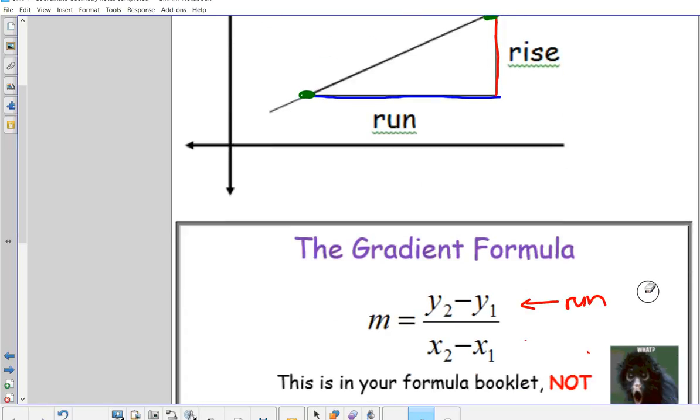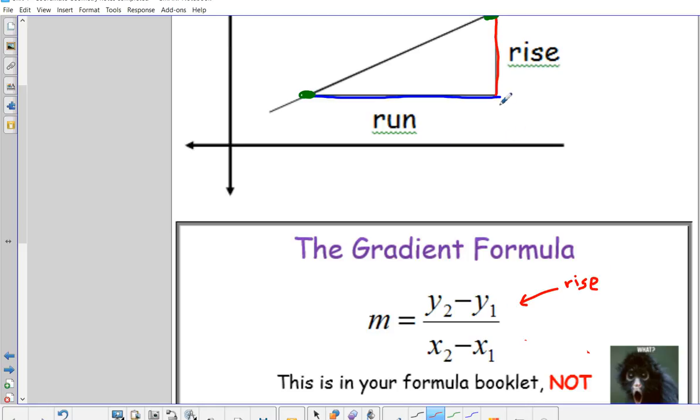Actually, I should have had it the other way around. Oops, so I'll just undo that. It's rise over run. That's the rise. Let's do that in a different color. So let's label this one not the run. Sorry about that. This is the rise. So let's write rise.